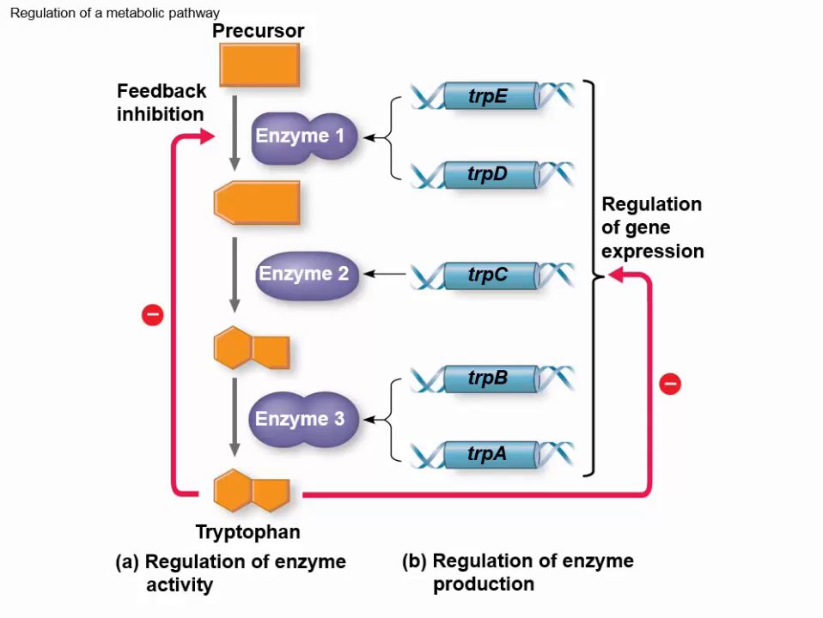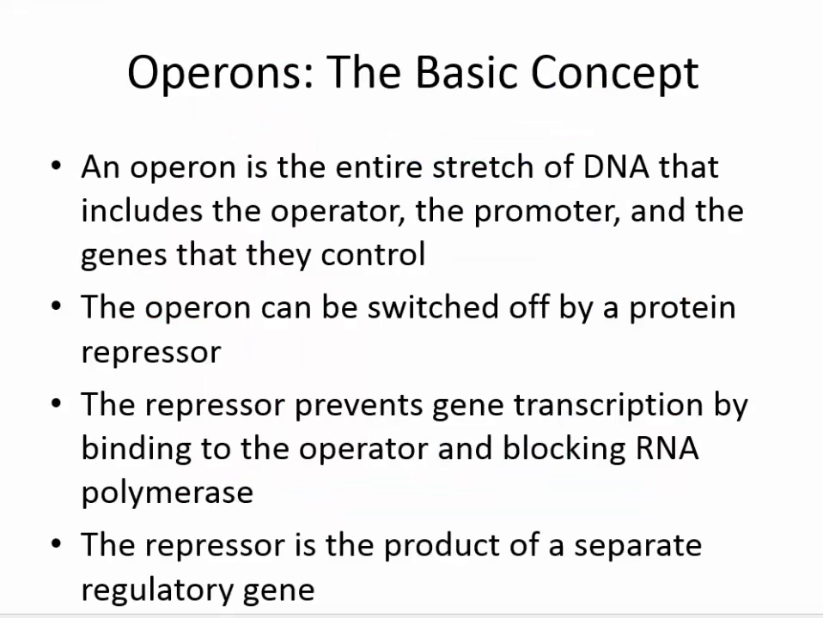Here's a picture of regulation of a metabolic pathway and an operon. Really nice concept. An operon is the entire stretch of DNA that includes the operator, the promoter, and the genes that they control. The operon can be switched off by a protein repressor. Pretty powerful, yes? The repressor prevents gene transcription by binding to the operator and blocking RNA polymerase. Not good. The repressor is the product of a separate regulatory gene.